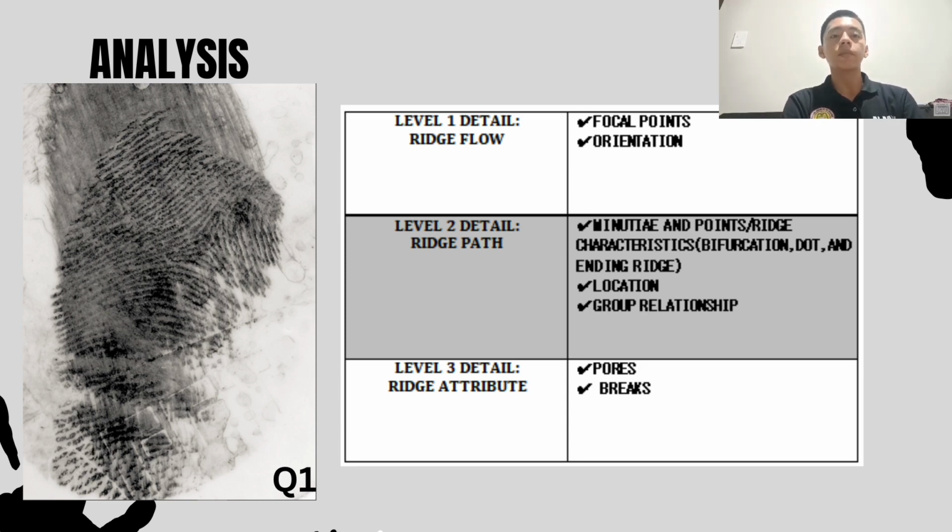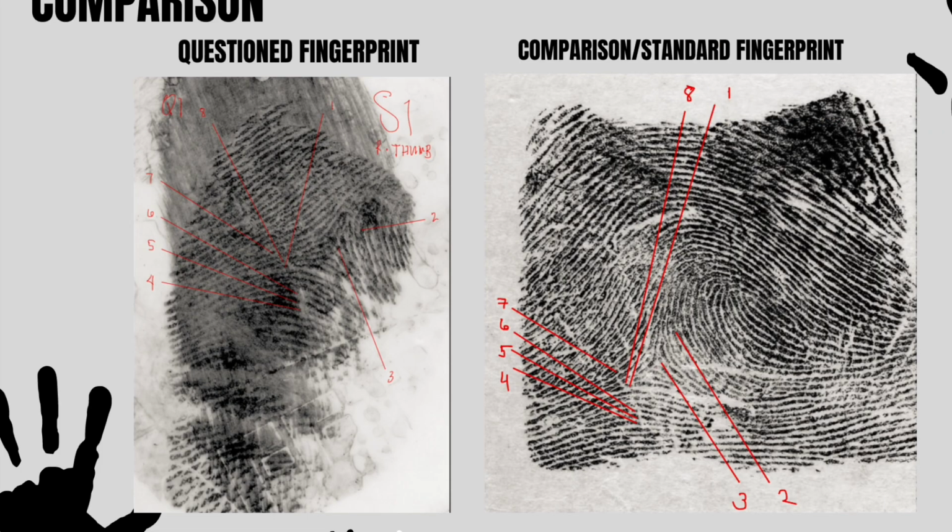Level 3 details: ridge attributes, pores, breaks. In comparison, point 1 exhibits a short ridge, the next point is a bifurcation, point 3 is another short ridge, and points 4 to 7 are all ending ridges. Lastly, point 8 is another short ridge.